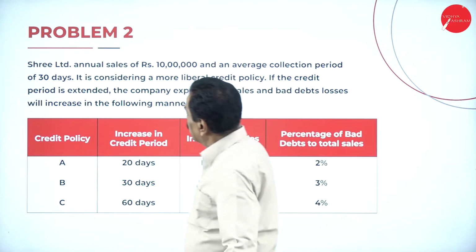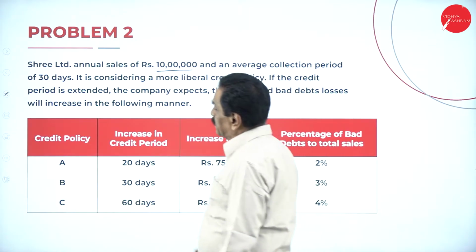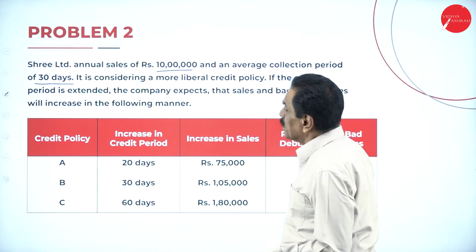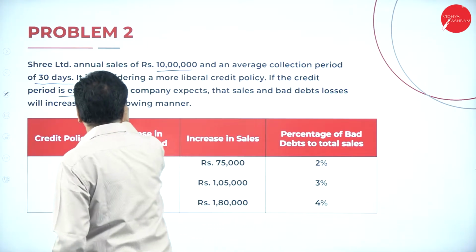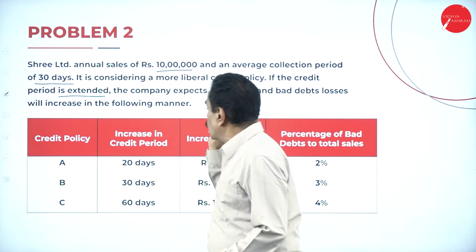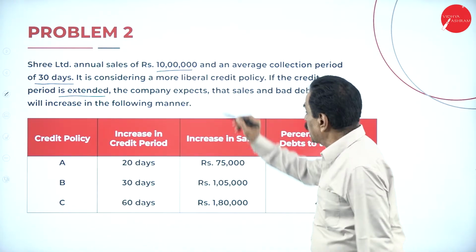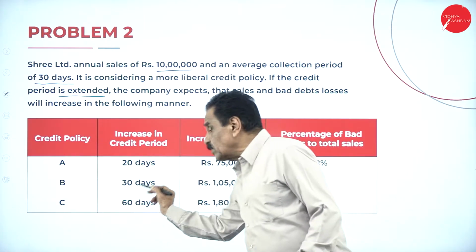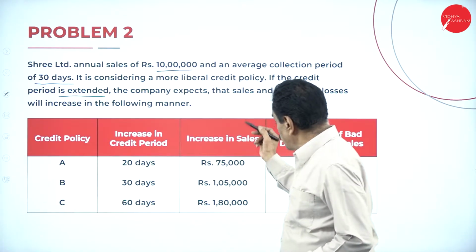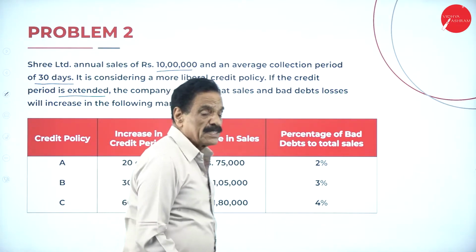See that. Sri Limited's annual sales is rupees 10 lakh and the average collection period is 30 days, existing. It is considering a more liberal credit policy. If the credit period is extended, the company expects that sales and bad debt losses will increase in the following manner. If it is increased by 20 days, sales become 10,75,000. If increased by 30 days, it becomes 11,05,000. If increased by 60 days, it becomes 11,80,000. The bad debt is 2%, 3% and 4% respectively.